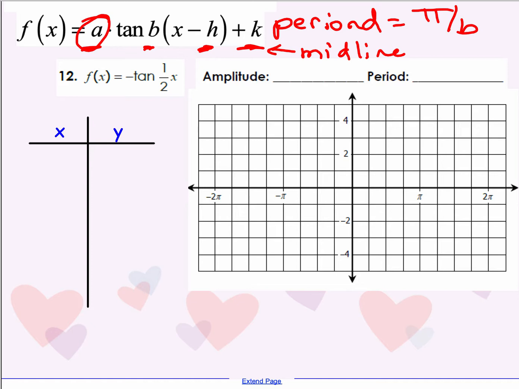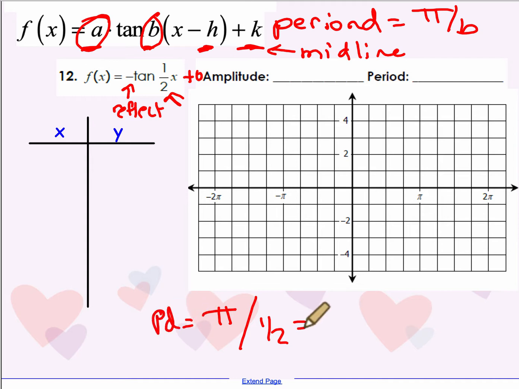Looking at this function, this is just saying I have the opposite value of a. So a, instead of being positive 1, is negative 1, which means I'm going to have a reflection. K is 0, so it's not going to move up or down. And then the 1/2, remember, is the b value. If I do pi divided by 1/2, I get my period. Pi divided by 1/2 is the same as multiplying by the reciprocal, which gives me 2 pi.